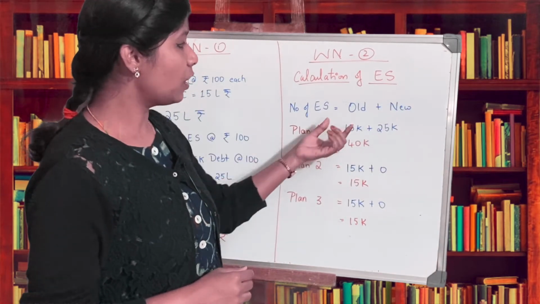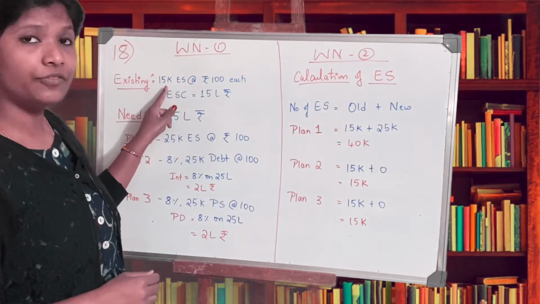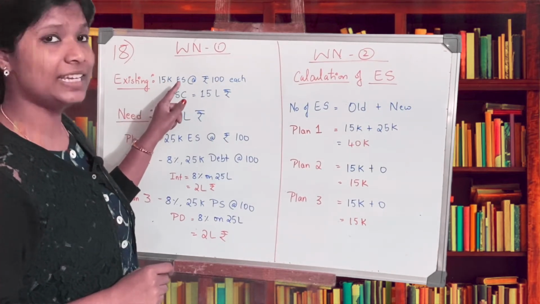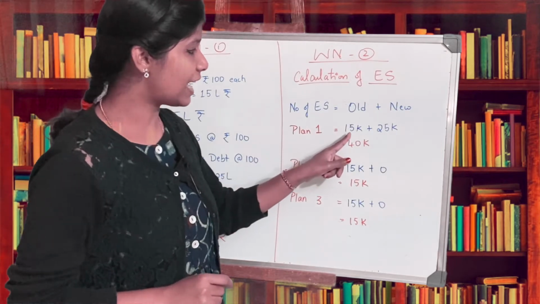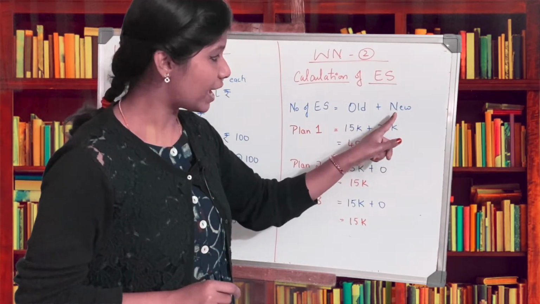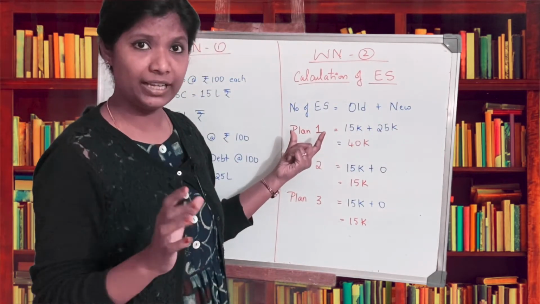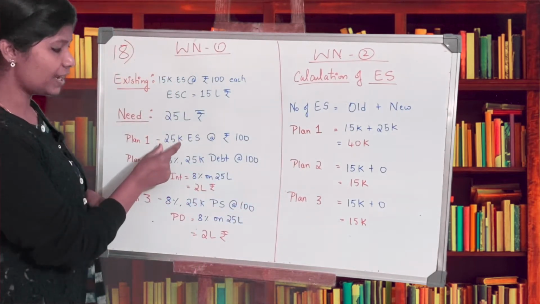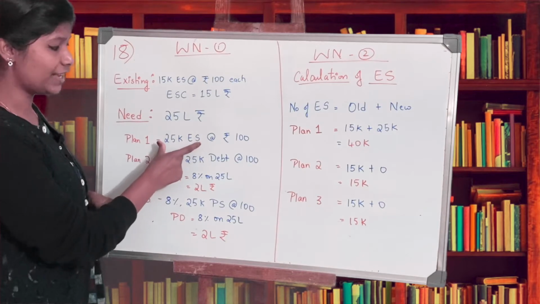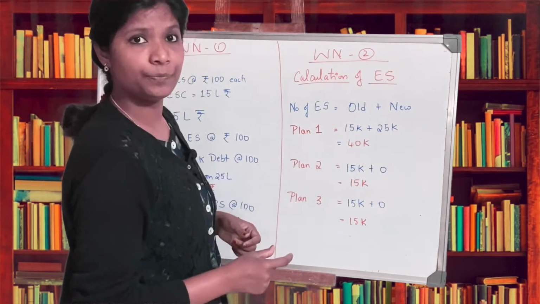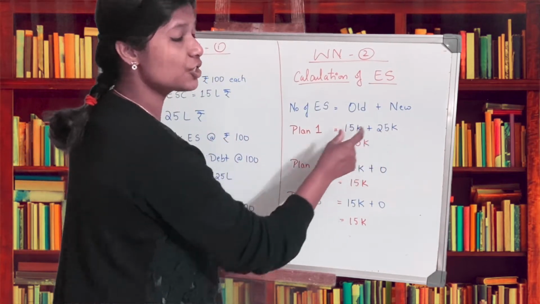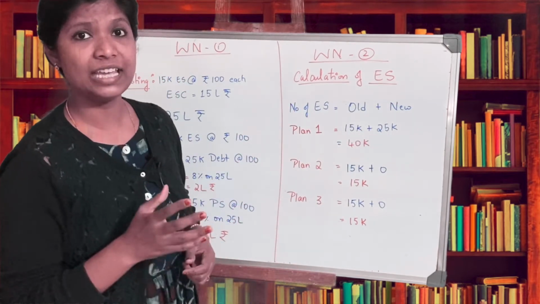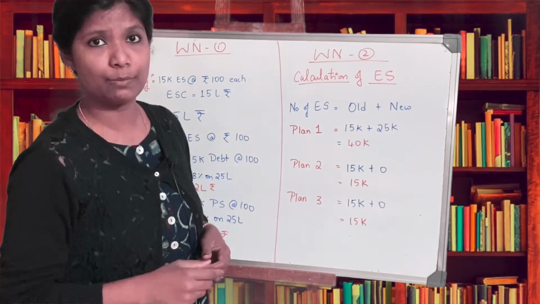So plan 1, old shares is how much here? 15,000. Read the first line of the question, 15,000 equity shares. So I'm going to write it as it is. What is the new shares under plan 1? Not generally, look at only plan number 1. Plan number 1, here can you see 25,000 equity shares. I'm going to add that here. So 15K plus 25K is going to give you 40,000 equity shares under which plan? Plan number 1.